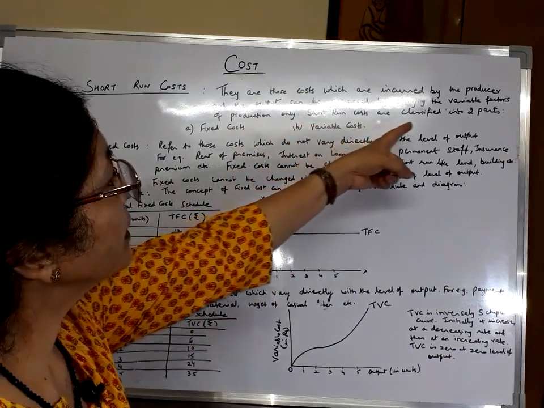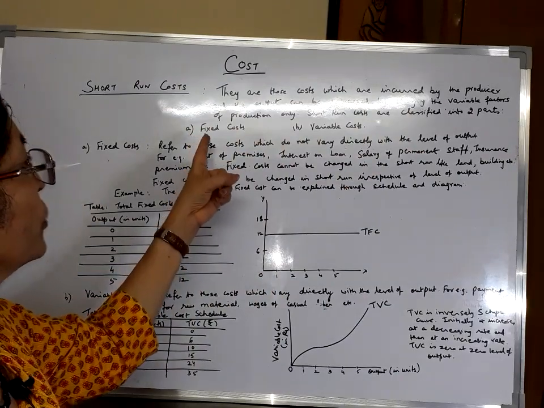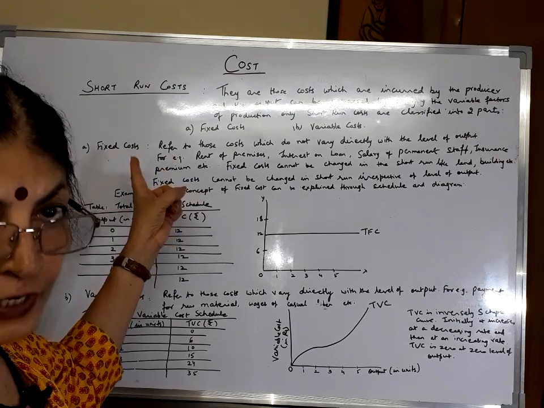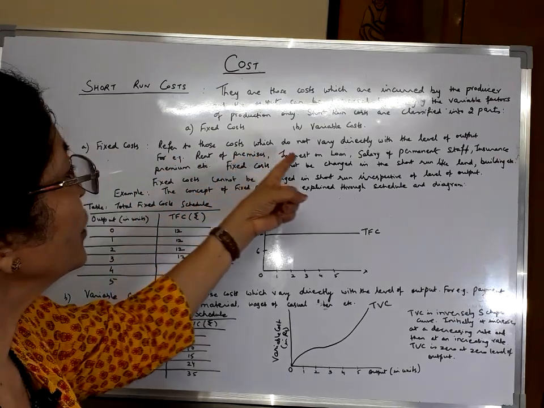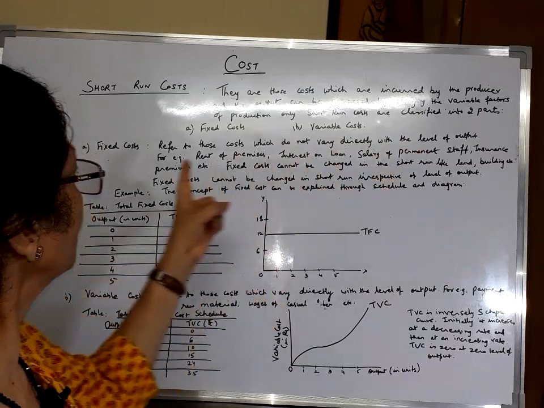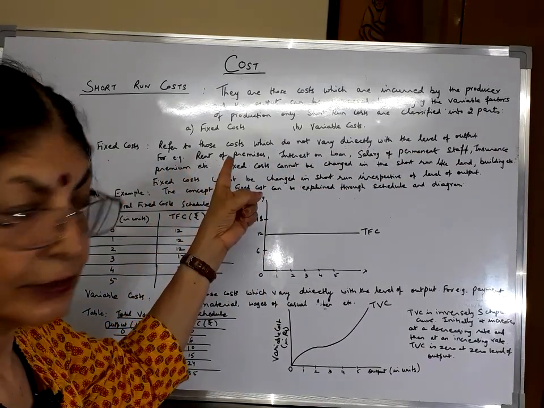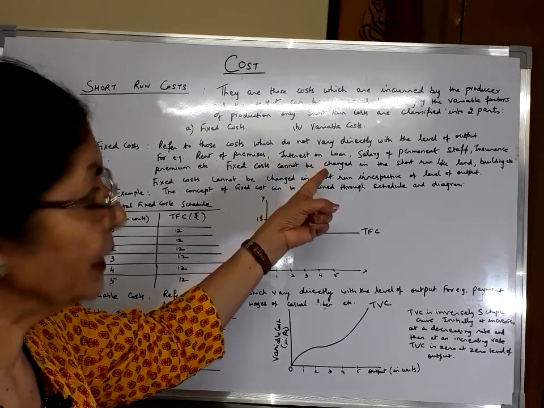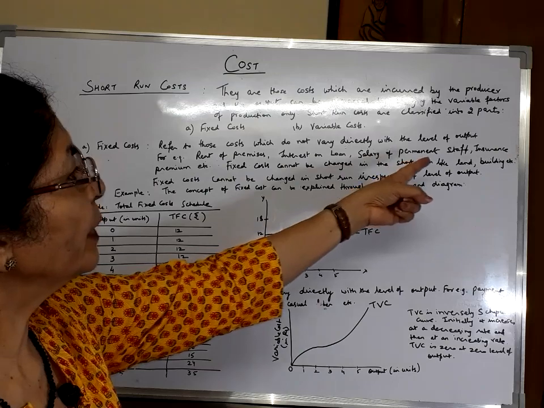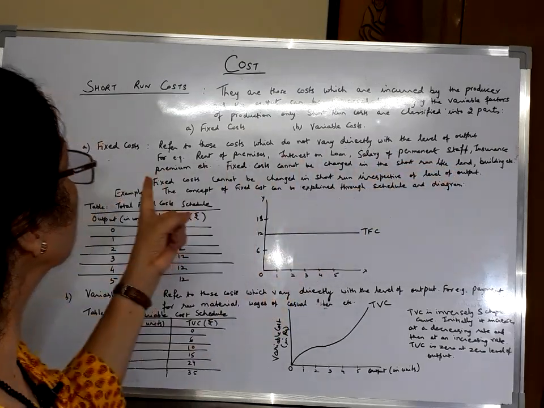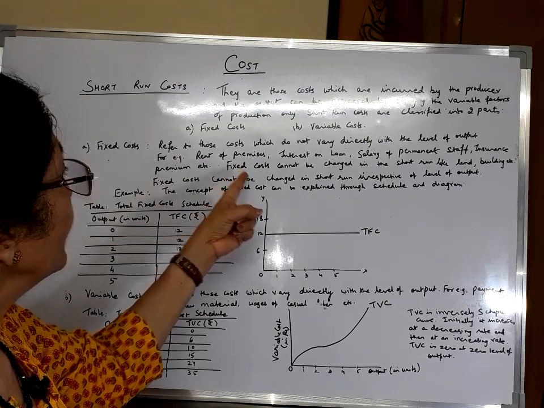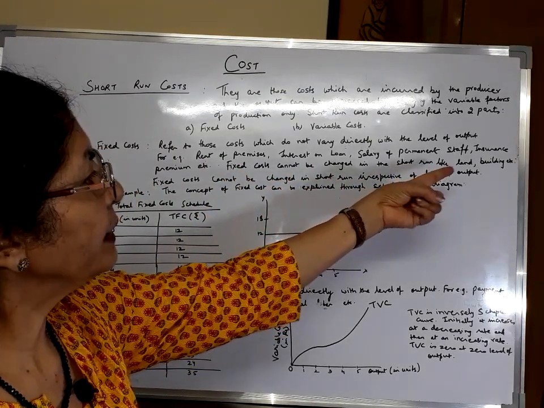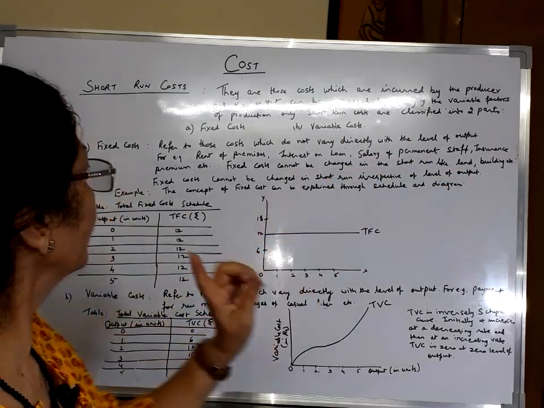So short run costs are classified into two parts, fixed costs and variable costs. Now let us do the fixed costs. Fixed costs refer to those costs which do not vary directly with the level of output. For example, rent of the building or premises, interest on the money taken as loan, salary of permanent staff, insurance premium, etc. Fixed costs cannot be changed in the short period or short run, like land, building, etc.